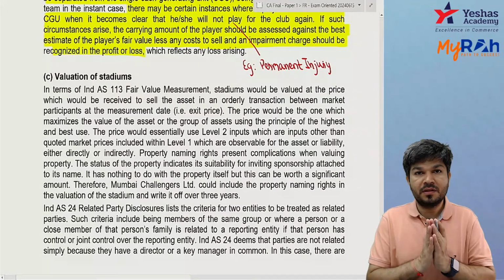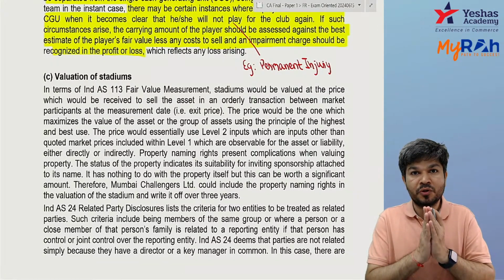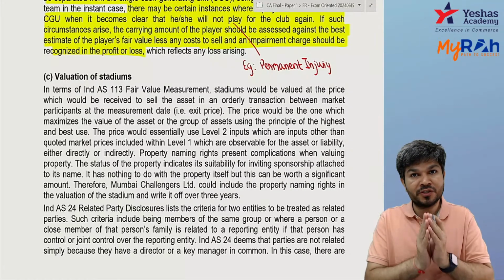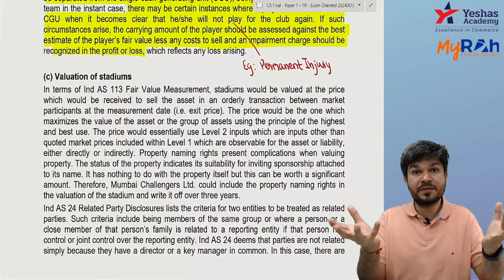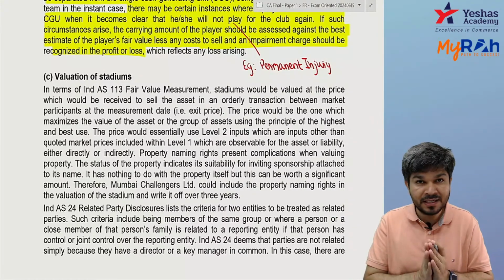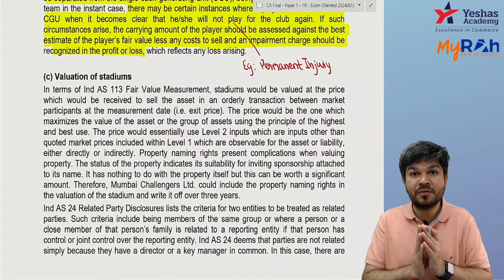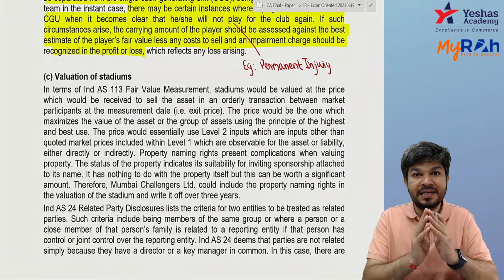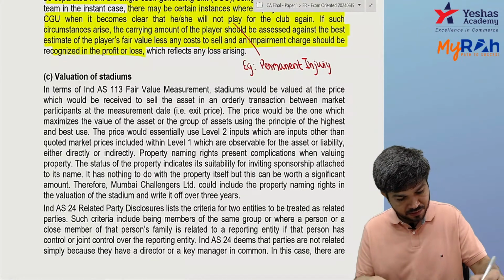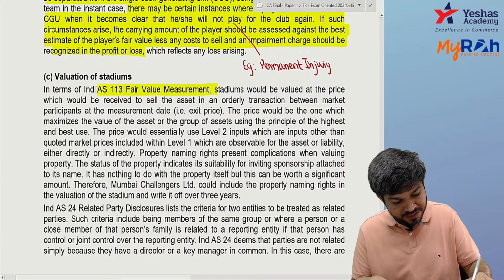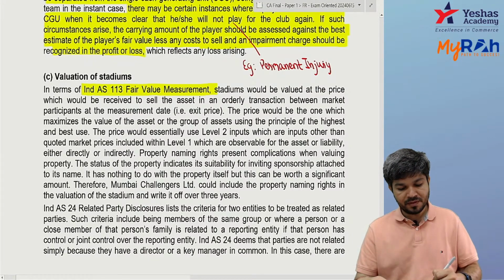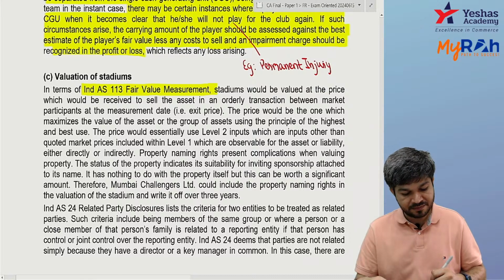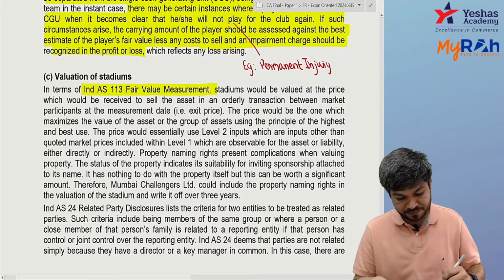Okay, so first of all, they are having your stadium as per the revaluation model. For the naming right of the stadium also, people are giving you money. So can I say the fair value of the stadium would have gone up? Fair value measurement is as per Ind AS 113. Okay, Ind AS 113 is the fair value measurement.